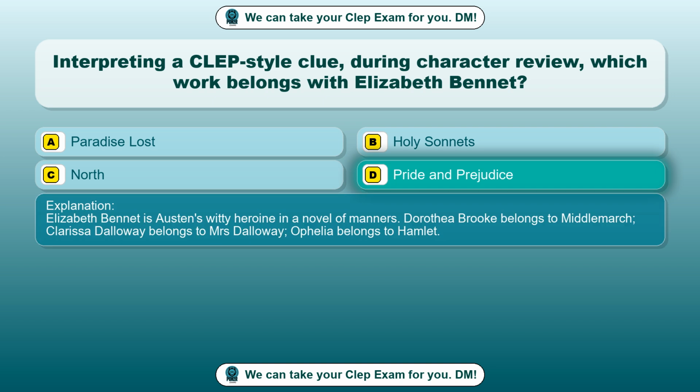Elizabeth Bennet is Austen's witty heroine in a novel of manners. Dorothea Brooke belongs to Middlemarch, Clarissa Dalloway belongs to Mrs. Dalloway, Ophelia belongs to Hamlet.